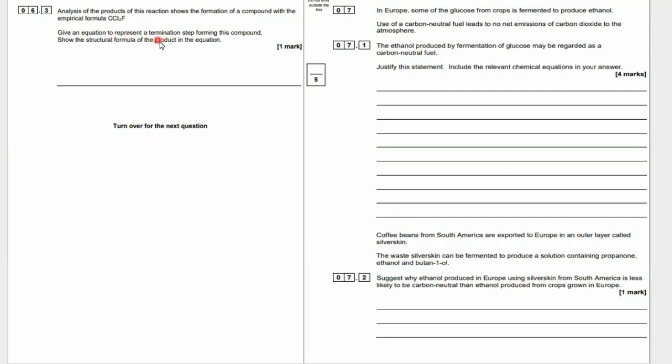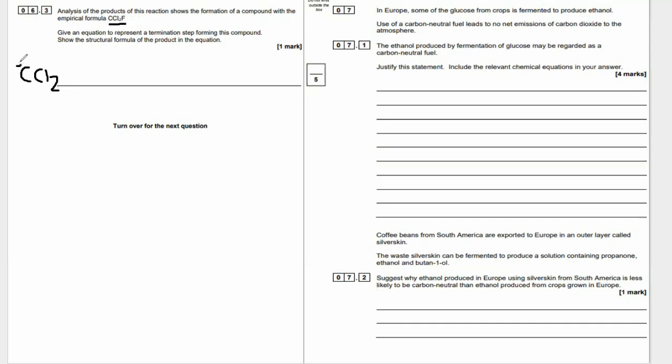Give an equation to represent a termination step forming this compound. Show the structural formula of the product in the equation. Got to do the structural formula of the product. That is not nice. It would be easier if it was the molecular formula. So we're really looking for something with this empirical formula.